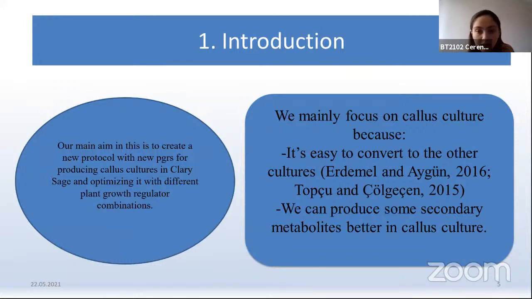With this particular sentence, I want to explain why we mainly focus on the callus culture, because it's easy to convert to the other cultures. As I said, they have higher totipotency, so we can start organogenesis or embryogenesis easily with the callus cultures, and we can produce some secondary metabolites better in callus culture due to their structures in some plants, according to some researches. Now, on to the materials and methods.